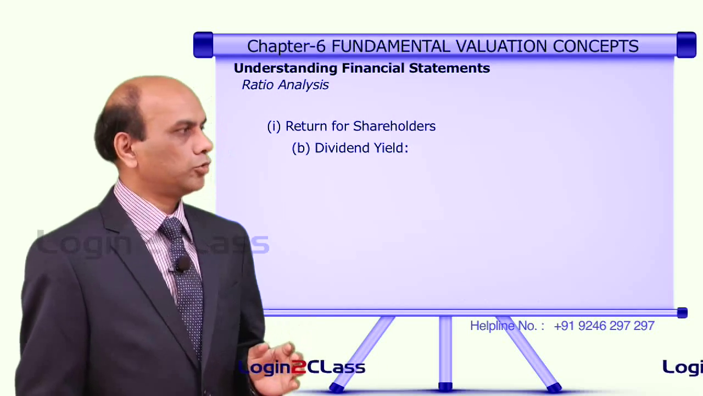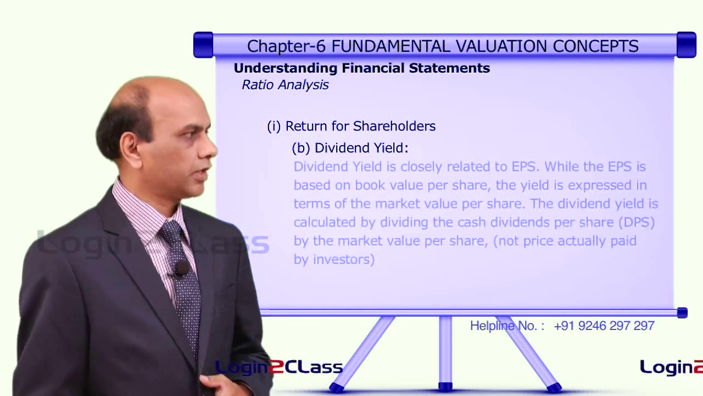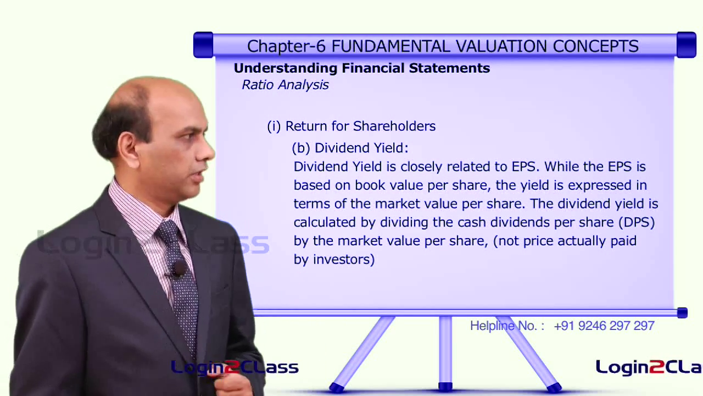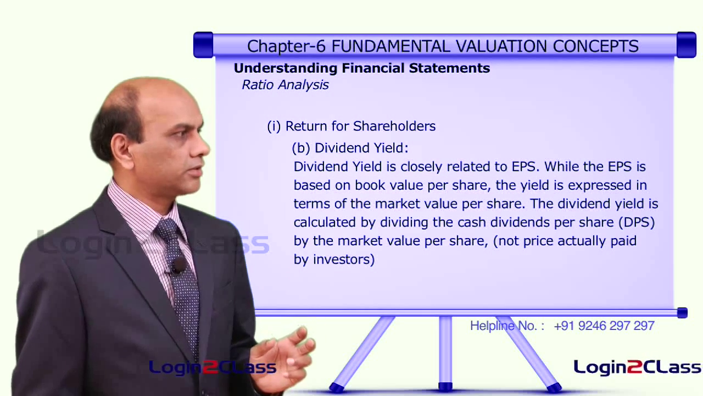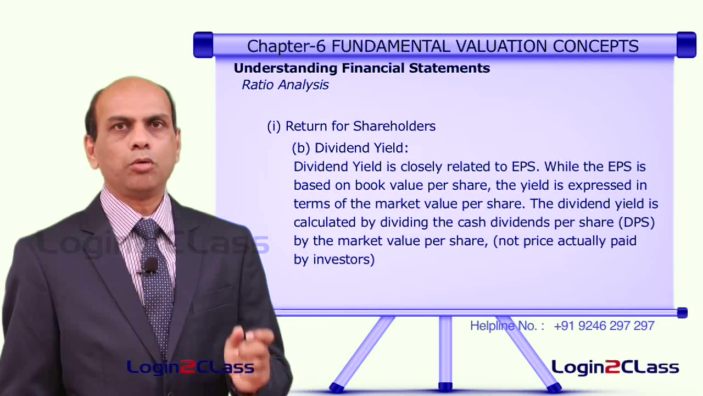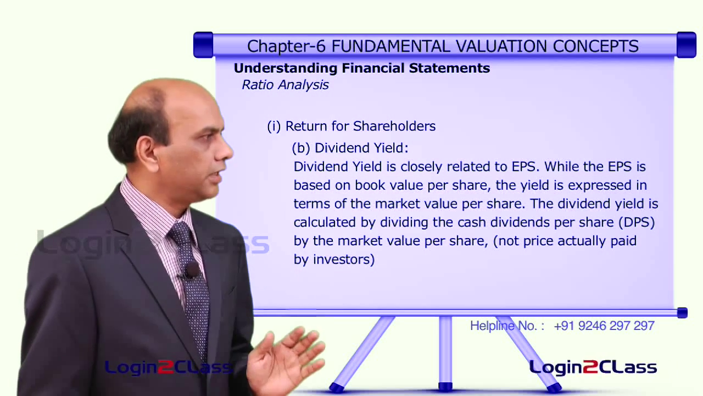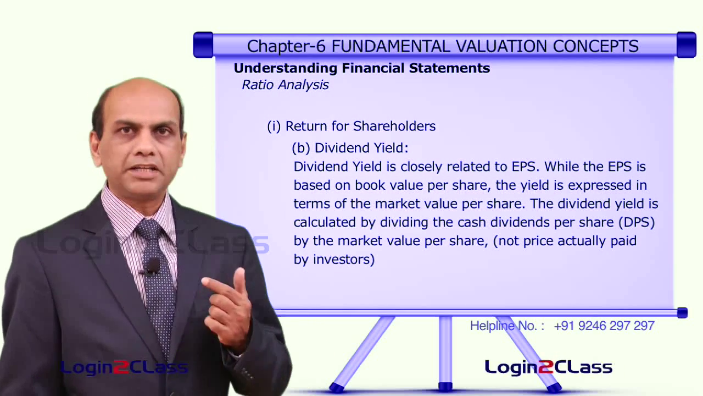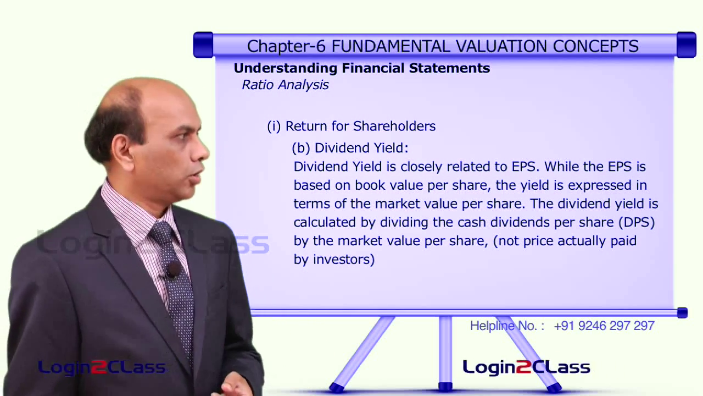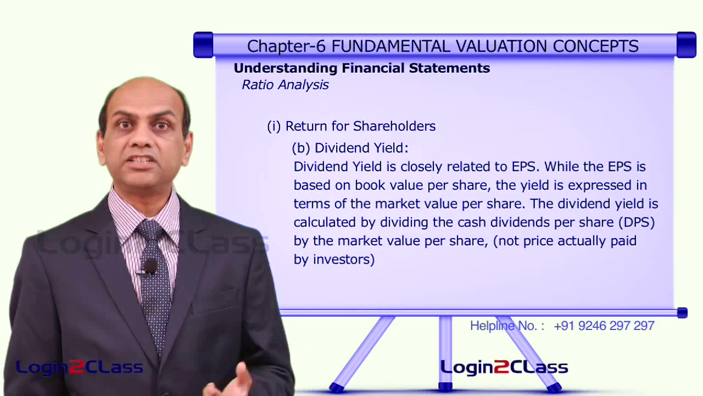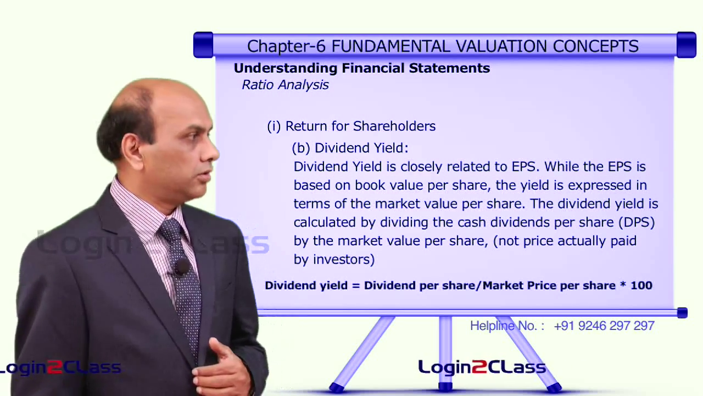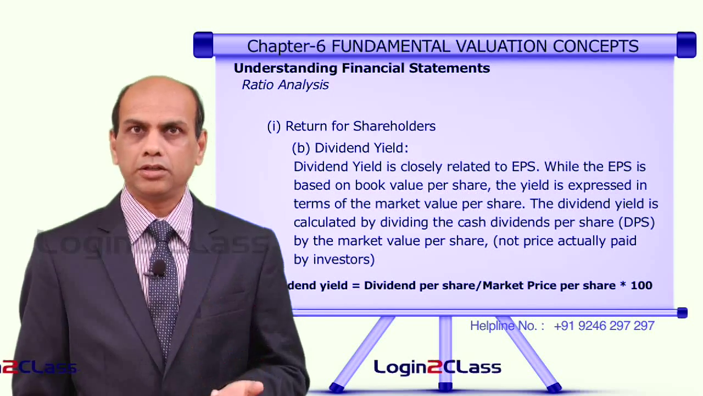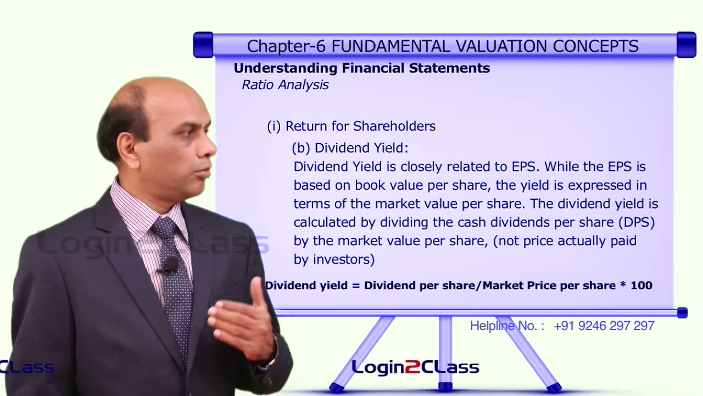Now, let us come to dividend yield. Dividend yield is closely related to EPS. This yield is expressed in terms of the market value per share. The dividend yield is calculated by dividing the cash dividends per share by the market value per share, not the price actually paid by investors to the company. That is important.